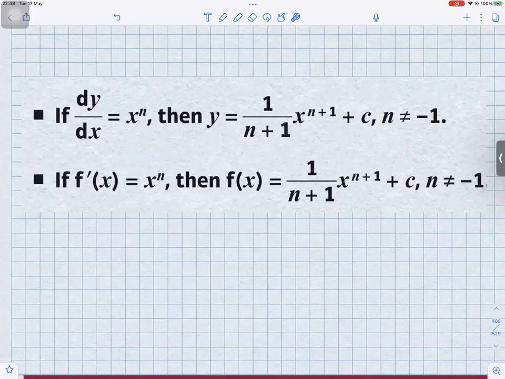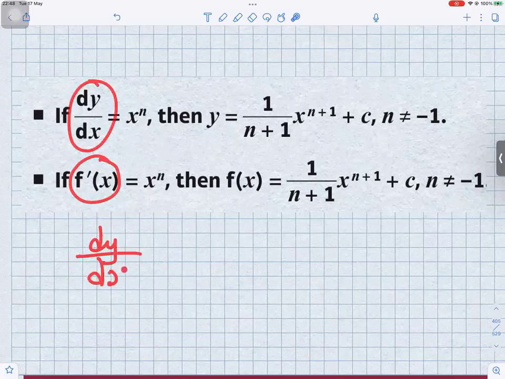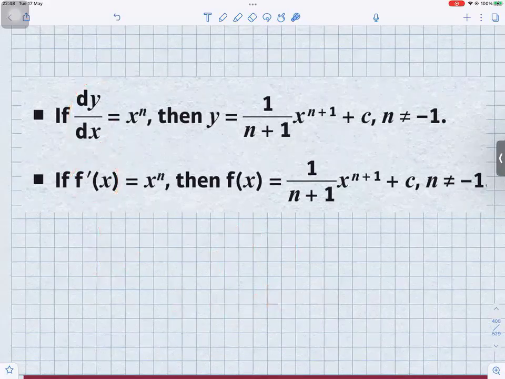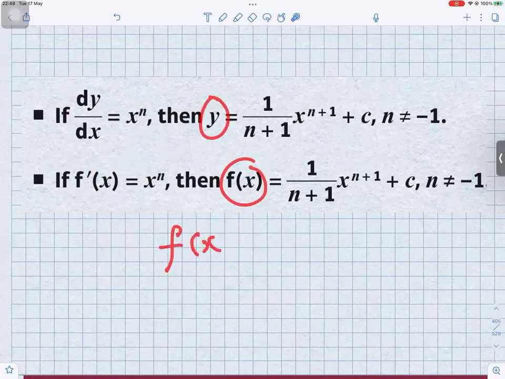Or you can write it as dy over dx is the same as f dash of x. So sometimes you write dy over dx or f dash of x. They call it f dash of x. They mean the same thing, and the x to the n is the same. So to get f of x, which means the same as y here, f of x is 1 over n plus 1 x to the n plus 1.